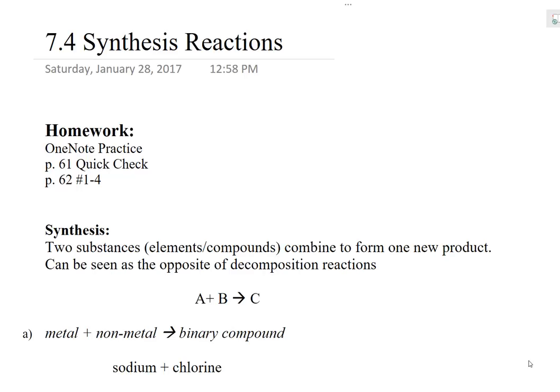In this lesson, we will look at synthesis reactions. Synthesis reactions are ones where two substances, either elements or compounds, combine to form one new product. So we can really see this as being the opposite of the decomposition reactions. And you'll see that many of the reactions are exactly the opposite of the ones that we've looked at.